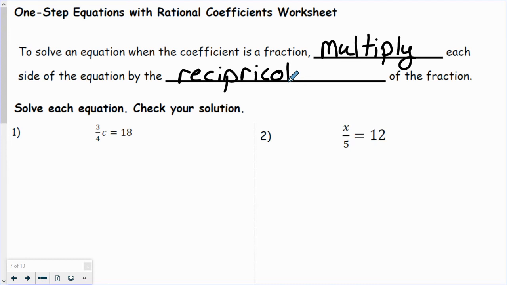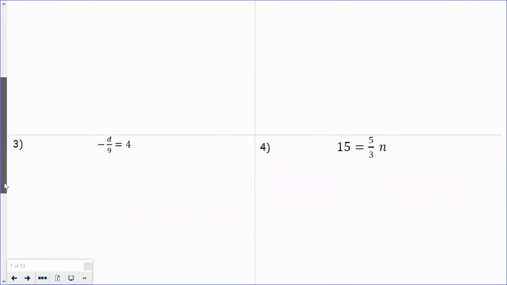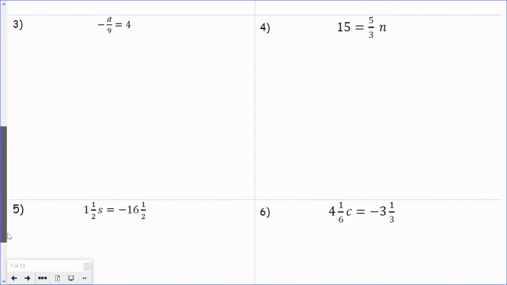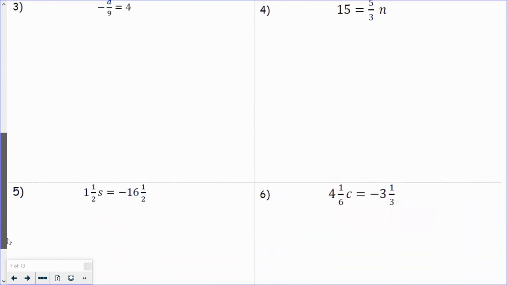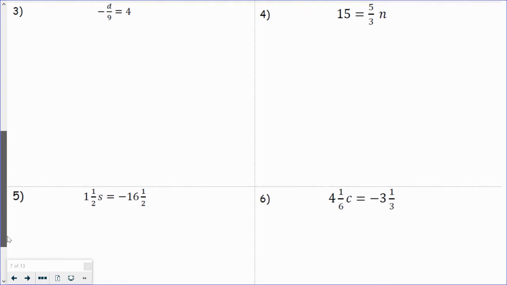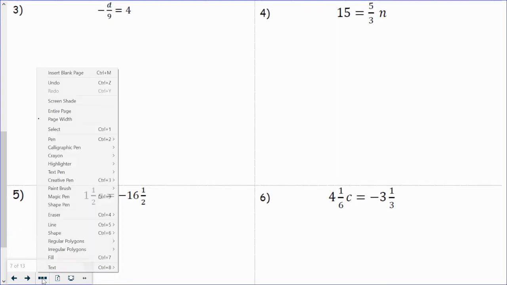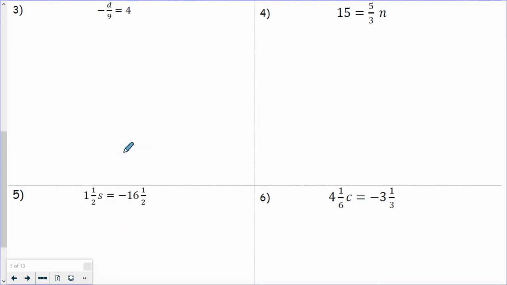All right, let's see. What's a difficult one here for us? Let's do number 4 and number 6. All right, let's start with those. All right, so this time our fraction is actually on, our variable is on the right side. Now, I can still multiply both by the reciprocal. Okay, remember reciprocal is flipping your fraction, so it's really 3/5.